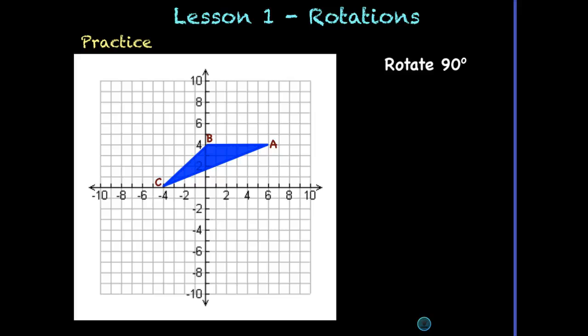Let's take this triangle, for example, and let's rotate it 90 degrees. Well, the way to get started is to write the original points down and then apply our rules. All right, I've listed all three of the points.